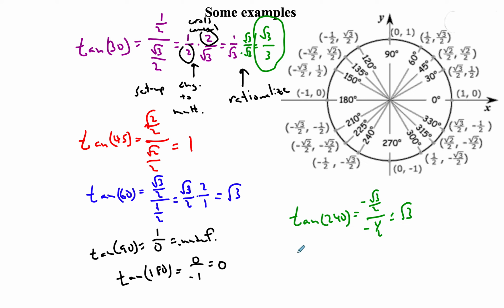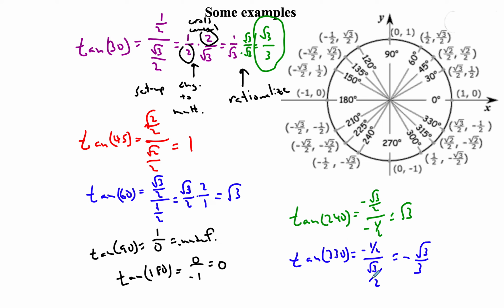For instance, what if you wanted to find the tangent of 330 degrees? Well, that would be negative 1/2 over positive square root of 3 over 2. So whatever our answer is, it's going to be negative. Does this look familiar? Hey, that's the same as this. So we've already done the legwork. Could we just write negative square root of 3 over 3? Sure, because that's that value.